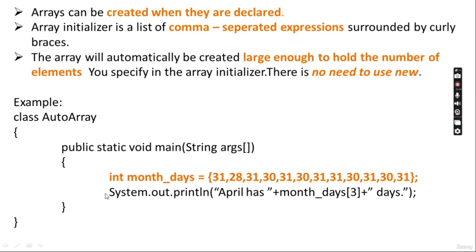Arrays can be created when they are declared. An array initializer is a list of comma-separated expressions surrounded by curly braces. The array will be automatically created large enough to hold the number of elements you specify in the array initializer. There is no need to use new. So when you are initializing an array during creation, it will automatically assign the total number of elements to that array. So how many values are there? 12. So an array of 12 integer variables is created and all are initialized with these values.